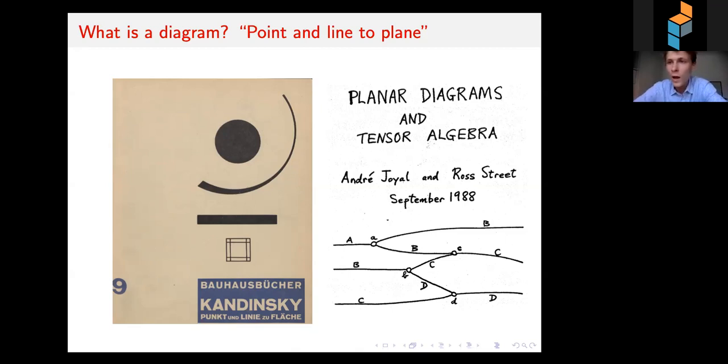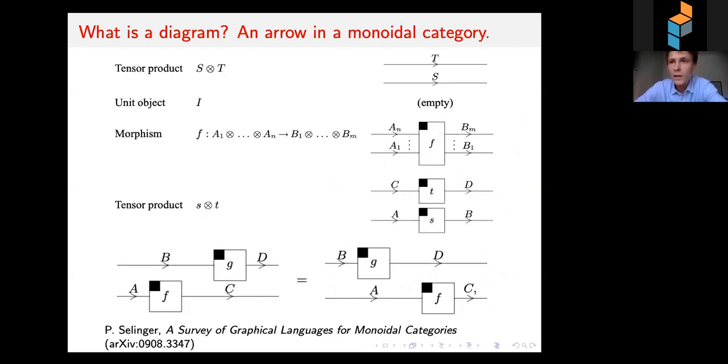So why are string diagrams important? Well, because they capture precisely monoidal categories. So what is a monoidal category? Essentially, it's a collection of processes that you can draw diagrams for. What does that mean? Well, essentially the intuition is we've got systems and processes between them.